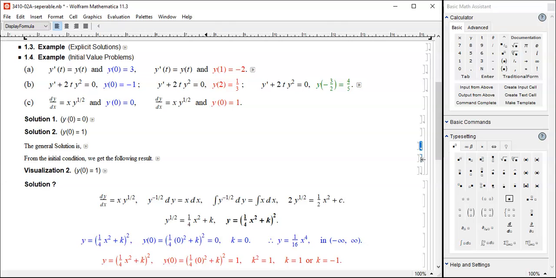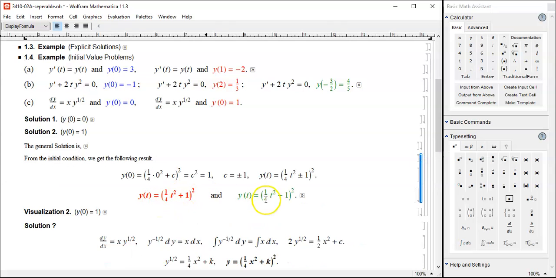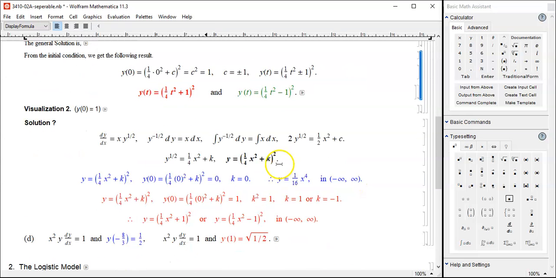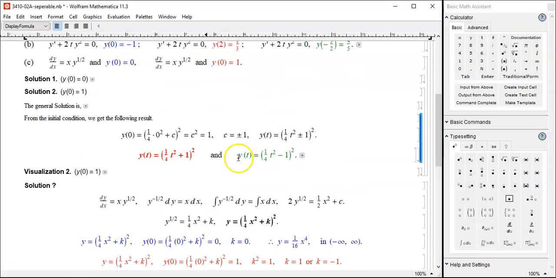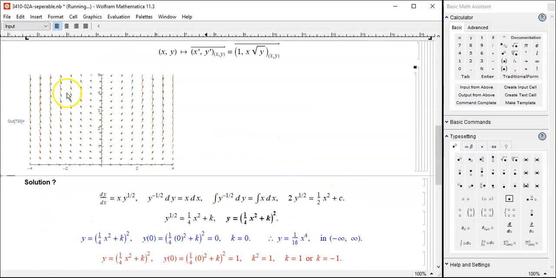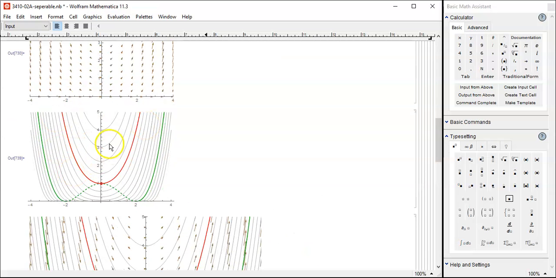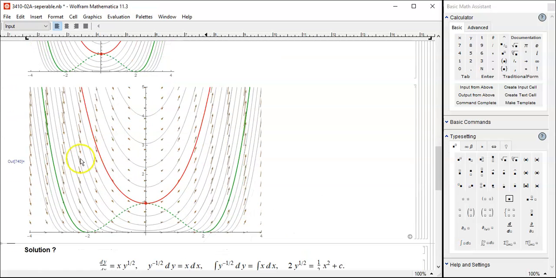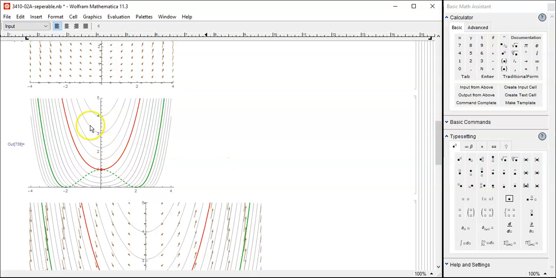And from the initial condition, we got the following, and we got this and that. All right, we got two solutions, and the visualization here. We follow the arrows, and we have this green solution, and that's behaving wacky. What do you mean by wacky here?